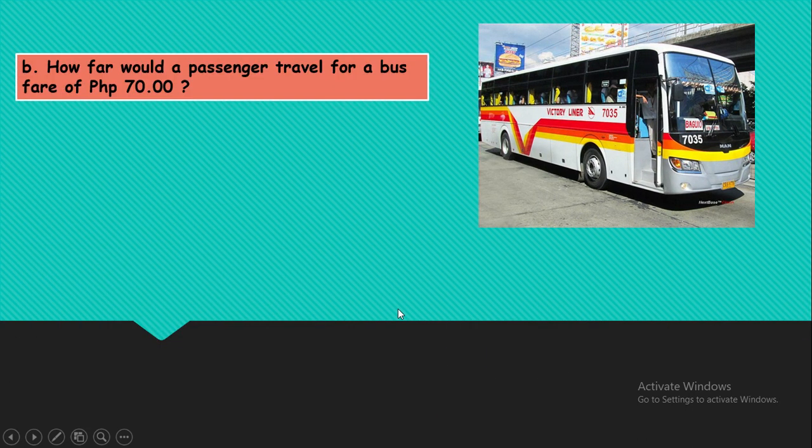Next, for letter B: how far would a passenger travel for a bus fare of 70 pesos? So, how far will your 70 pesos take you? Like in that commercial, right? How far will your 20 pesos take you? So, this one: how far would a passenger travel for a bus fare of 70 pesos?